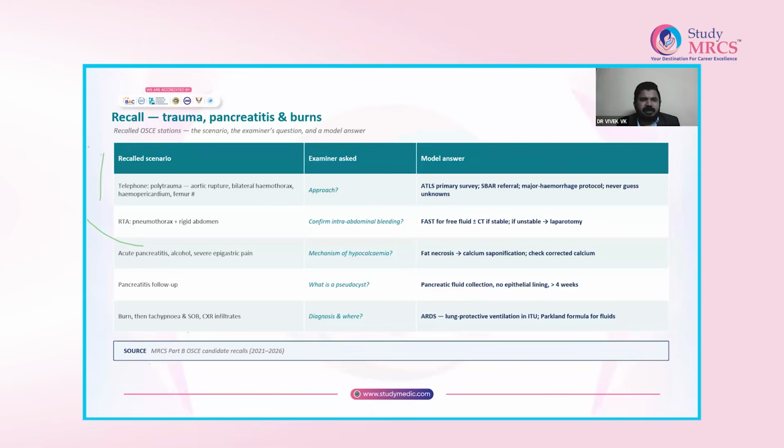Acute pancreatitis in an alcoholic patient with severe epigastric pain, mechanism of hypocalcemia: the fat necrosis can cause calcium saponification, which causes hypocalcemia. The pancreatitis follow-up, what is the pseudocyst? It is a collection of amylase-rich fluid enclosed in a wall of fibrous tissue, with no epithelial lining, and takes more than 4 weeks from the onset.